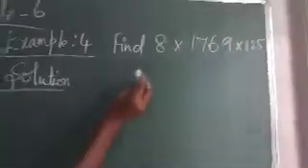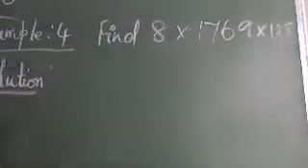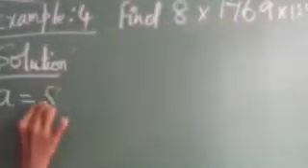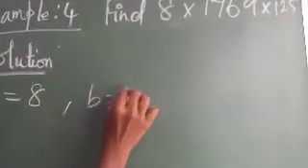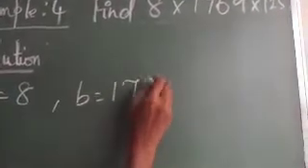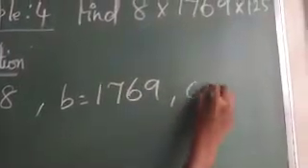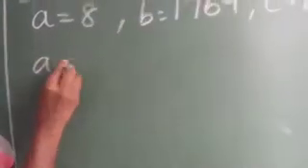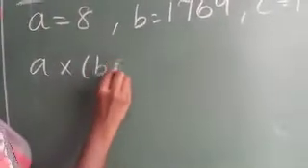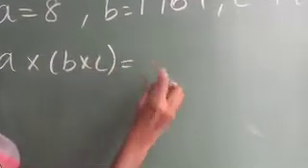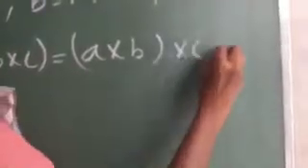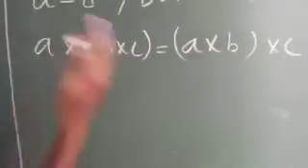See here also 3 numbers are given. So 3 numbers means which property can we use? We use the associative property under multiplication. So consider A value as 8, B as 1769 and C as 125. So what is the associative property? A into B into C is equal to A into B into C. So by using this property we can combine.